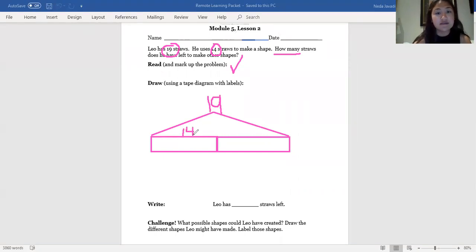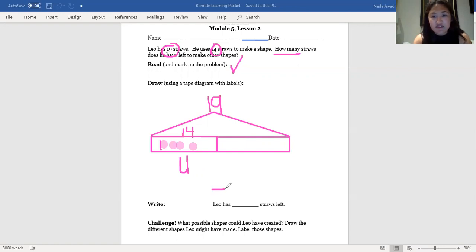If your tape diagram doesn't look like this, now is the time for you to go back and fix it on your page. So I'm going to draw 14 in this box. I'm going to draw using 1 ten stick and 4 ones because the number is 14. 1, 2, 3, 4. Cool. And I'm going to label it U for used. In the other box, I know that I need to find my other part.